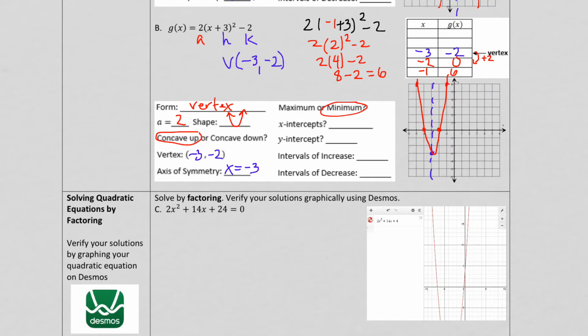But if I ask you to solve this graphically, my solutions are going to be where the graph crosses the x-axis. So here, it would be at x is -4 and -2. Those are my solutions, or my x-intercepts, or my roots, or my zeros. All words apply there for that. So my solution would be x is -4 and -2. I've now solved this quadratic function or equation graphically.